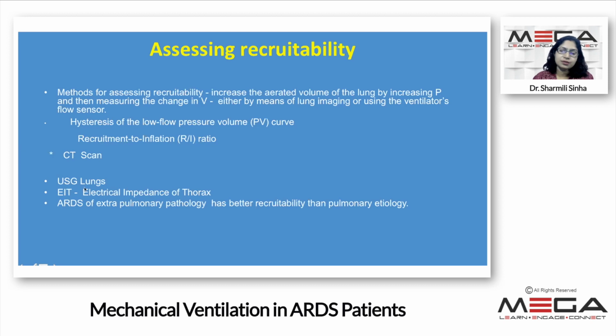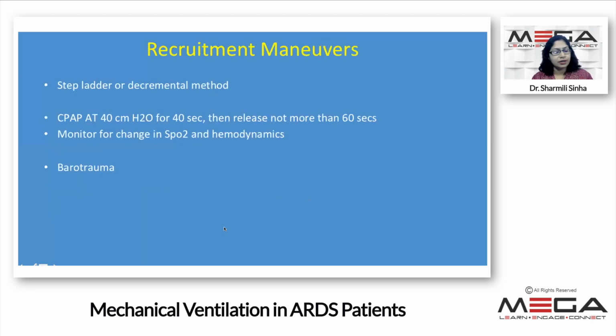Ultrasound again can be used for this purpose, but ultrasound cannot actually differentiate between collapsed alveoli and alveoli which are filled with edematous fluid. So ultrasound is not a preferred modality for assessing recruitability. There is something new, a technique called electrical impedance tomography of the thorax, EIT. This is available in some models of the Hamilton ventilator. If applied to the chest like ECG leads, it can give you some impression about which parts of the lungs are actually recruitable, or if you have more area which can benefit from higher PEEP. In general, it is seen that ARDS of extrapulmonary pathology has better recruitability than pulmonary etiology.